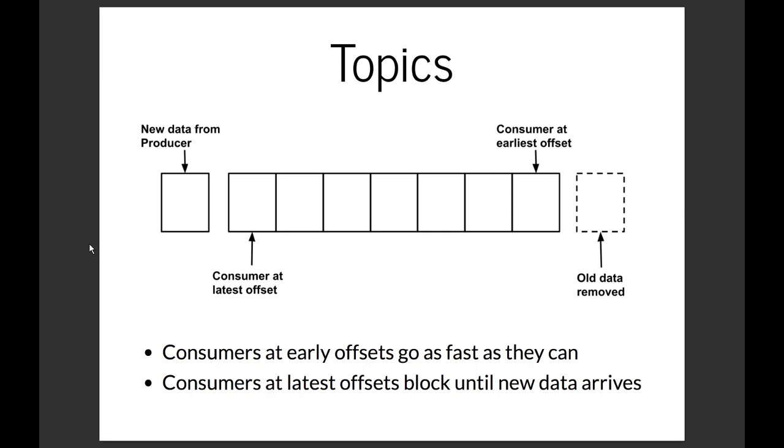Kafka does not know or care where it is. You could have another consumer in a totally different spot in the log, and it's fine. This is different from a traditional messaging system, which actually tracks which consumers are looking at it. Kafka removes that. Old data eventually gets removed or compacted, and as new data comes in, the consumers can keep up, and they'll wait until new data arrives.